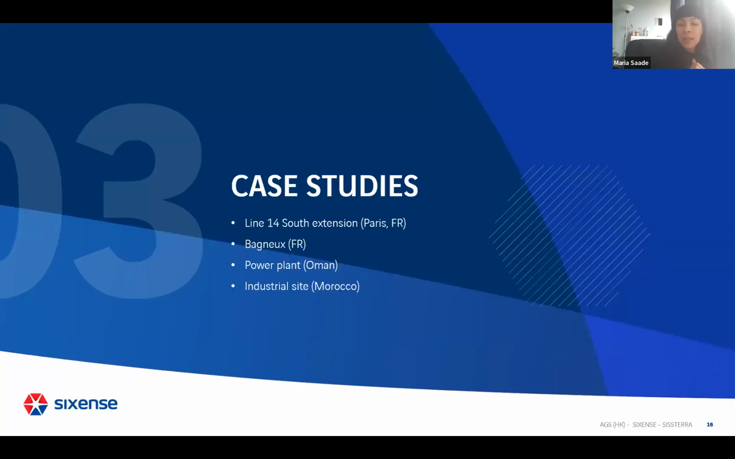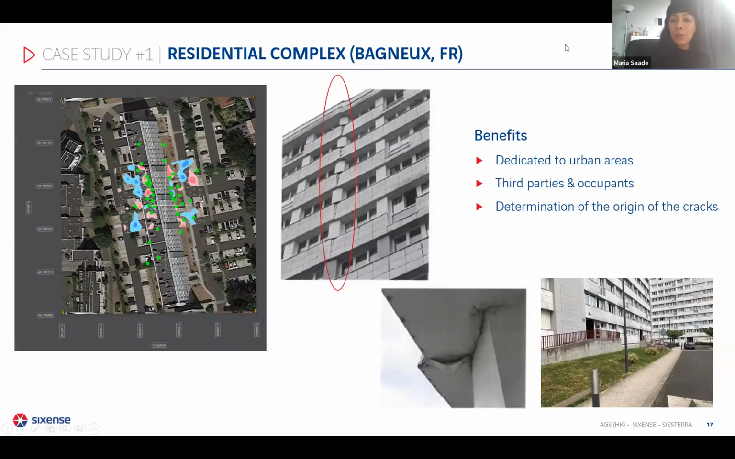So now we're going to present different case studies, mainly 4 in different contexts. Clément is going to present the first one. Yes, thank you, Maya. So let's start with the first one. The Sissterra technique is not only deployed for large infrastructure projects, it's also scalable to smaller projects like this expertise here.